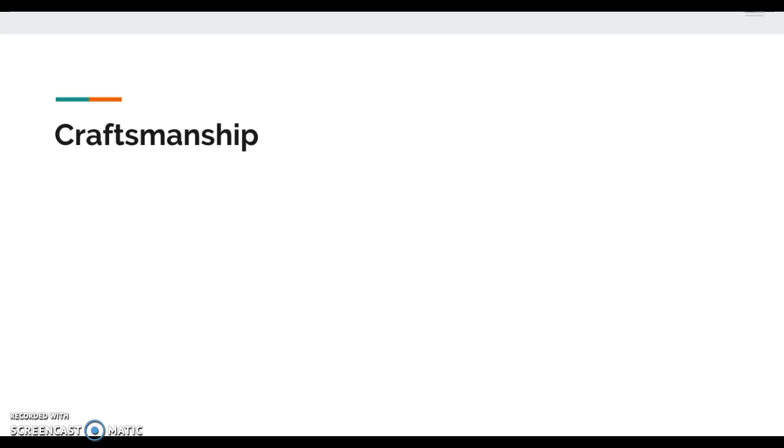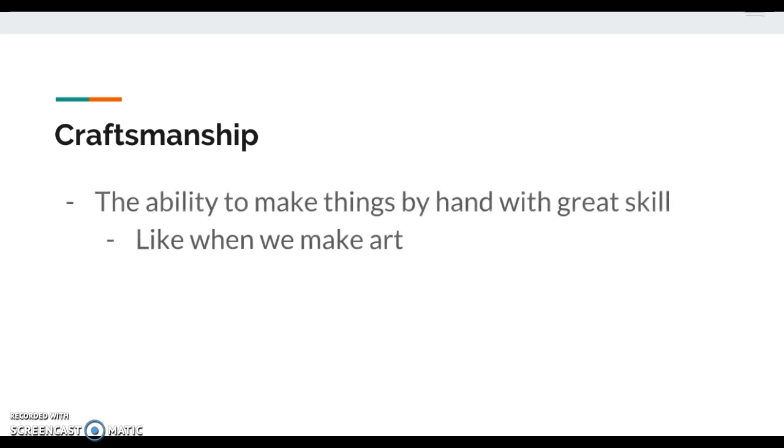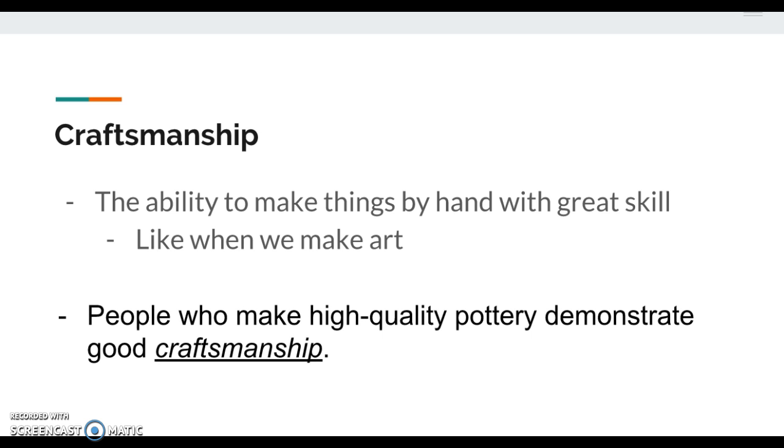Our next word is craftsmanship. This is the ability to make things by hand with great skill. So this is like when we make art or when you draw or when you sew. This is your craftsmanship. This is you doing something by hand that you have to be knowledgeable in order to do it. So to use craftsmanship in a sentence, people who make high-quality pottery demonstrate good craftsmanship. So with pottery, you have to be good with your hands in order to shape and form your mold into the shape that you want it to. So with that, you have to show your craftsmanship with your hands.